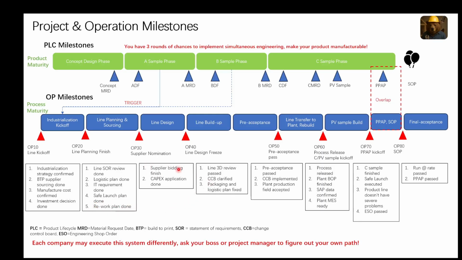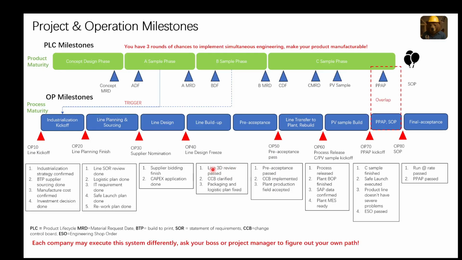The next phase is supplier building, and the capex application, of course. And during the line design phase, you need to make sure that the 3D of the line will be reviewed by all the stakeholders: the R&D guys, the operation guys, and the supply. Sometimes the quality guys as well. Yeah, make sure this review is very crucial.